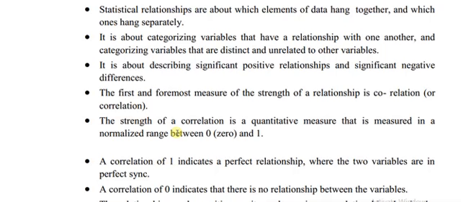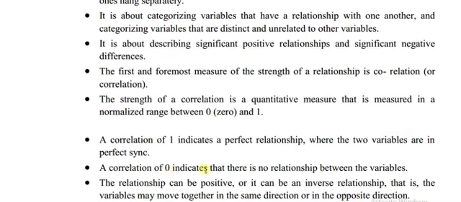The strength of a correlation is a quantitative measure, and it is a normalized value which ranges between 0 and 1. A correlation of 1 indicates that there is a perfect relationship where the two variables are in perfect sync, meaning the two variables have a good relationship with one another. In such cases we will get the correlation as 1. A correlation of 0 indicates that there is no relationship between the variables, which indicates that the two variables are entirely orthogonal or different.